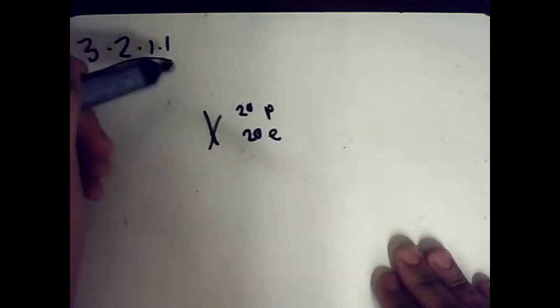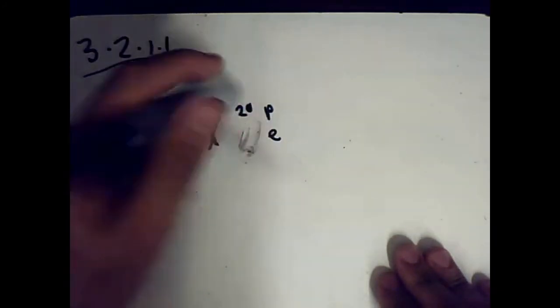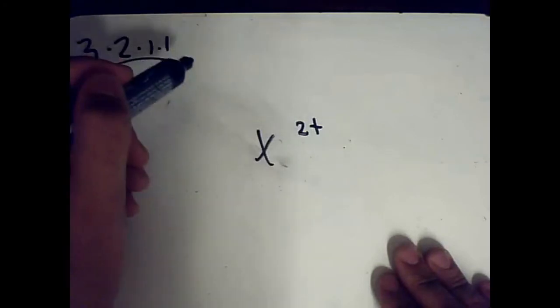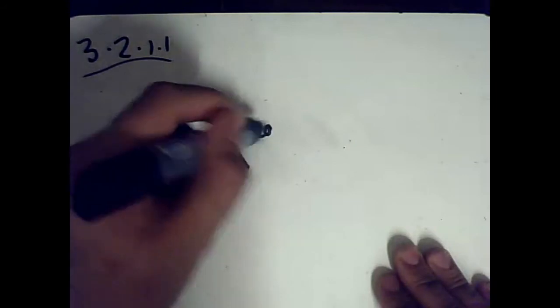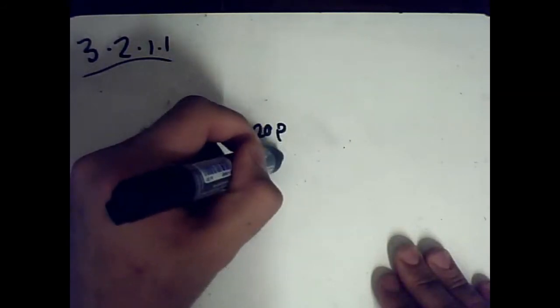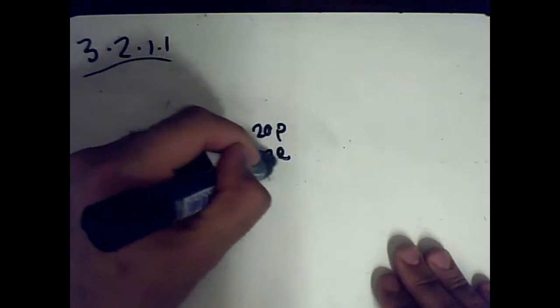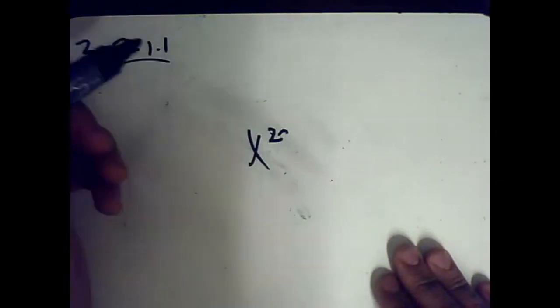For example, say we had atom X, and it had 20 protons and 20 electrons. If I take away 2 electrons, it now has 18 electrons, and it has 2 more protons, and therefore we say that element X now has a 2 plus charge. Similarly, if we go back to our element X, 20 protons, 20 electrons, if I add 2 more electrons, so now it has 22 electrons, overall element X has a 2 minus charge. Okay.